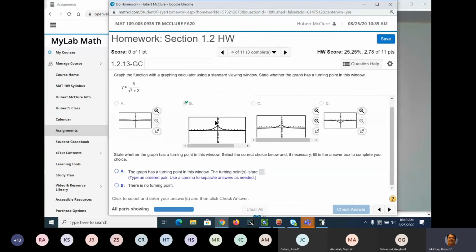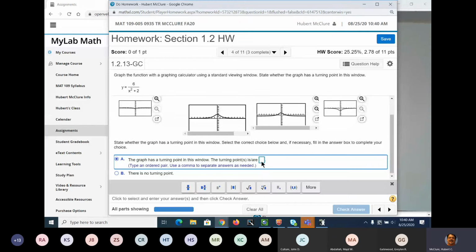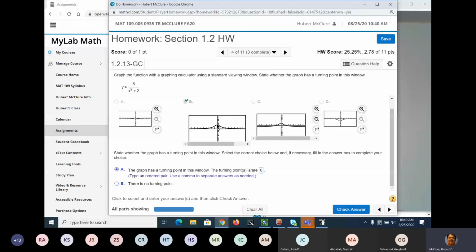The graph has a turning point in the window, and that turning point is the vertex, which in this case is 0. Well, they want the vertex, which you would have to actually calculate by plugging in 0 for x. And that's going to be 6 divided by 2 is 3, so (0, 3).